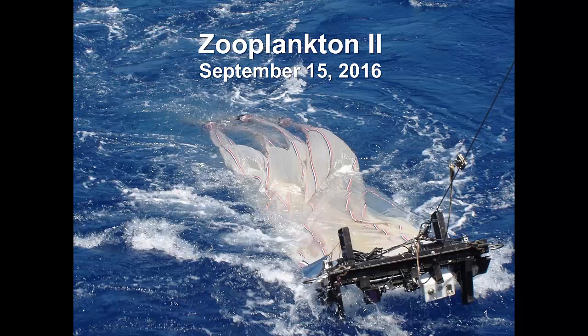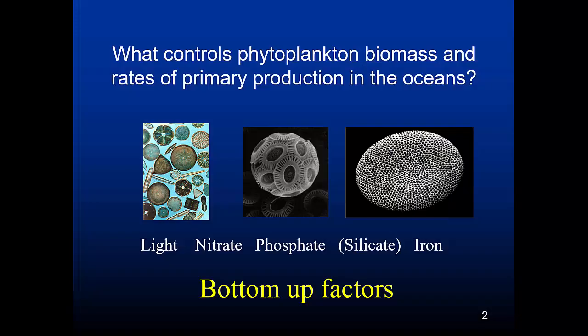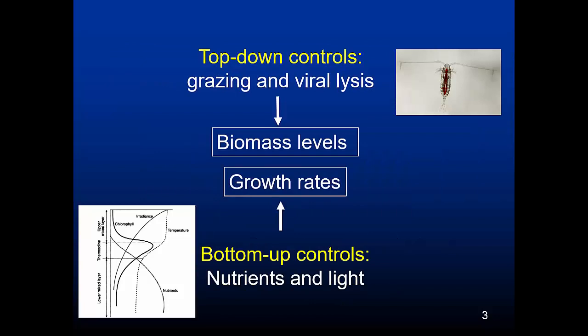Okay, with this lecture, we're going to go into more detail about zooplankton and their role in eating phytoplankton and other organisms. I think I explained already what this thing sticking into the water is, so I won't go over that. We talked about how bottom-up factors such as light and nutrients control phytoplankton biomass and primary production. What we're talking about today and for the next couple of lectures is top-down control, mainly controlled by zooplankton grazing. I'll say a few words about viral lysis on Thursday.